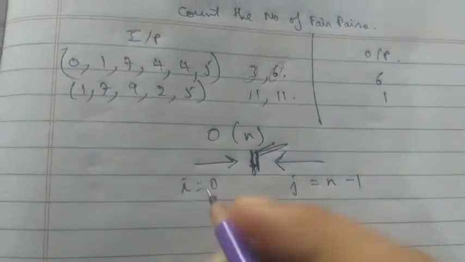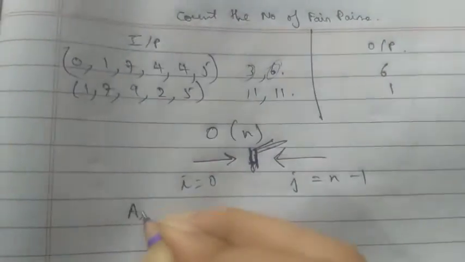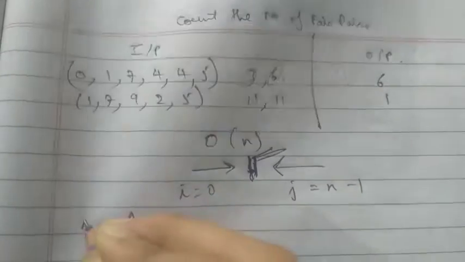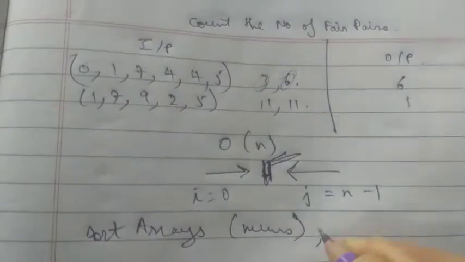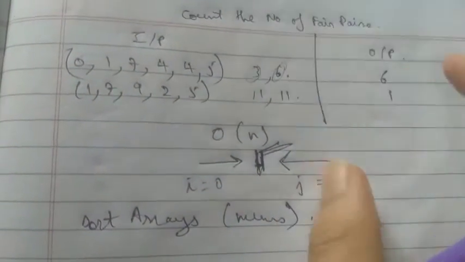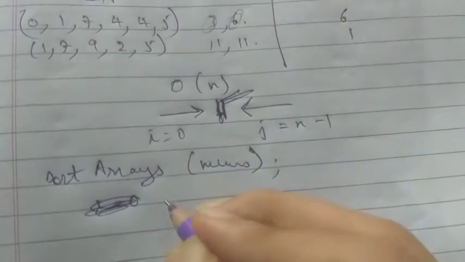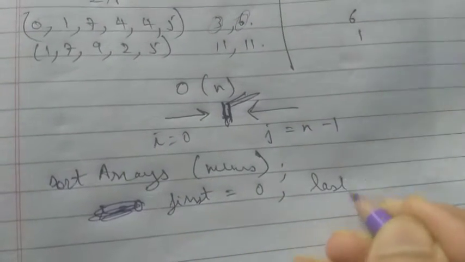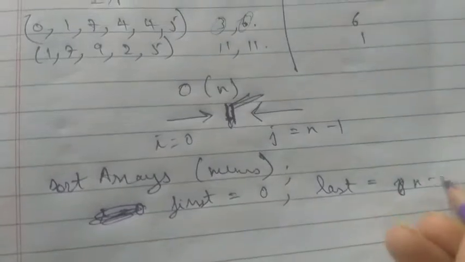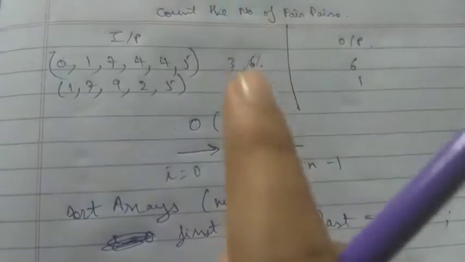So first of all, whenever you are using a two-pointer approach, you have to sort the array. Okay, sort the array. I think it was nums, right? So sort the array nums, and after you're done with it, let's not name it i, for a better explanation, let's name it first equals 0 and last equals n minus 1. Now there is one trick about this.